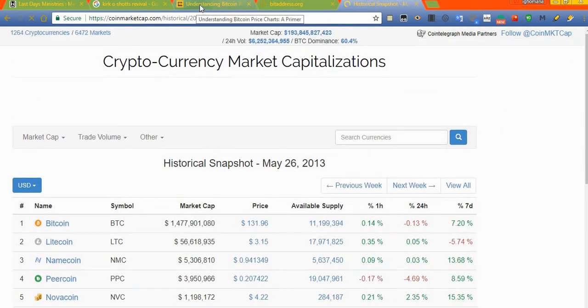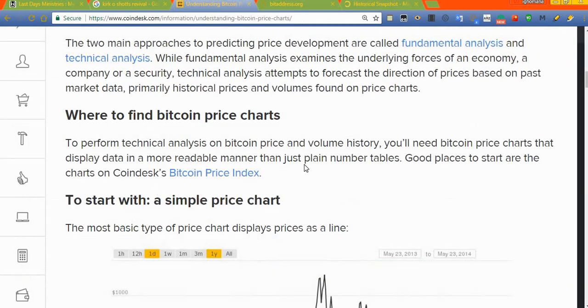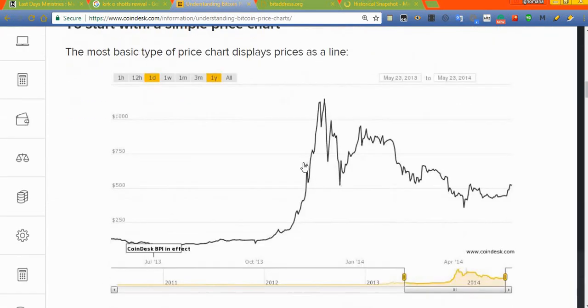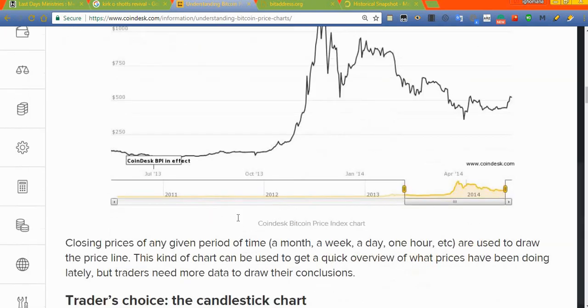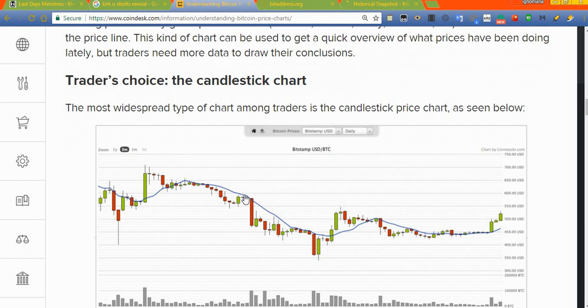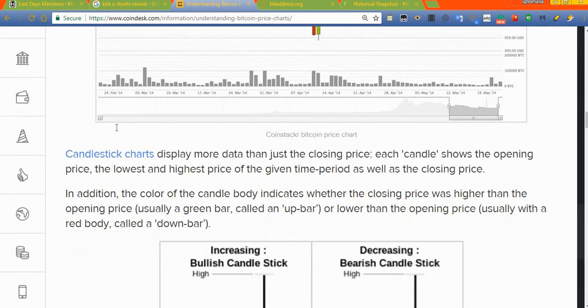You can use CoinMarketCap, or you could use the Bitcoin Price Index from CoinDesk. You see a very simple, basic chart like I showed you in CoinMarketCap, where the price just goes like this. Then there is a complex one, if you've traded stocks, that shows how the price went up, then down, then up and up again. They are called candlestick charts.